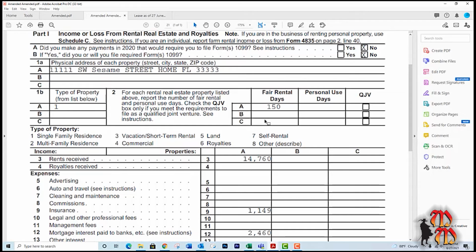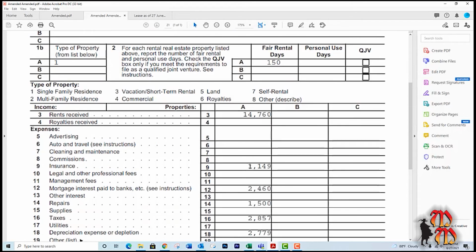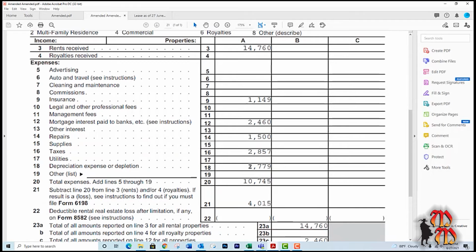Okay, so if we do that again really quick, 4015 plus the 1149 plus the mortgage interest of 2460 plus, where are we at, property taxes of 2857 plus depreciation of 2779, that equals 13260 divided by 6, and then we get $2,210. All right, so oftentimes you're not going to get the full rent, because if you got stuff in here that you're taking out, like this is repairs and whatnot, you can't add that back in.